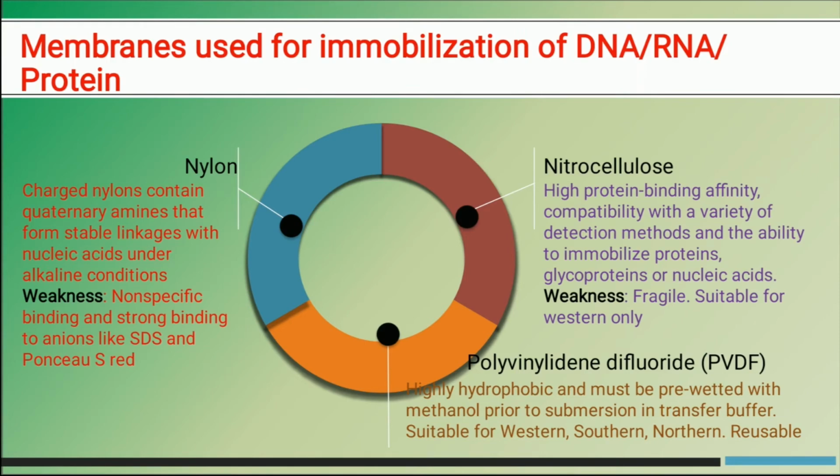Another key advantage is that this membrane can be reused several times. Once we complete one blotting procedure, we use the stripping buffer. Again, we can subject this membrane to immobilization of another set of nucleic acids or proteins resolved in the gel.